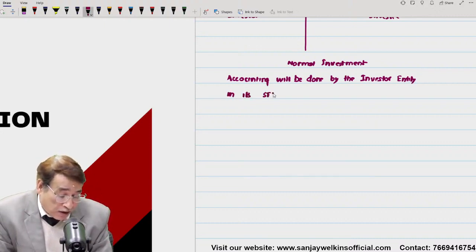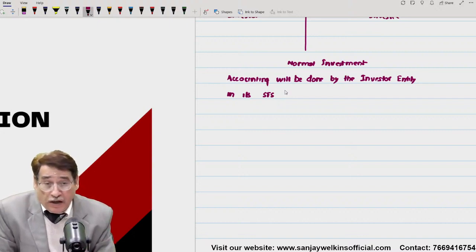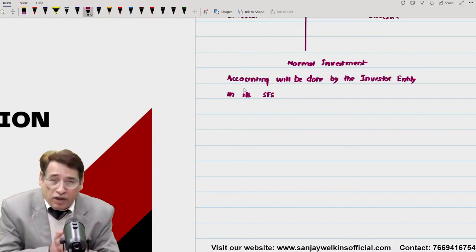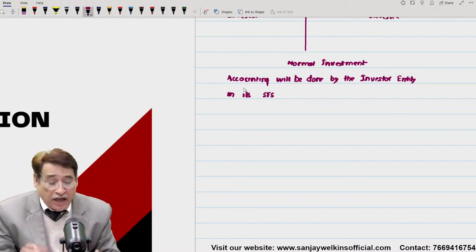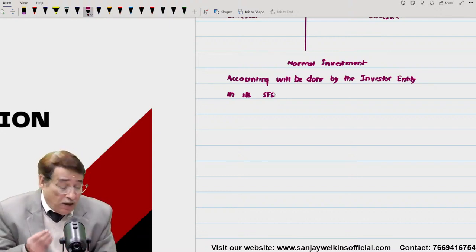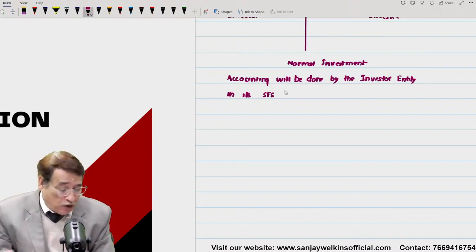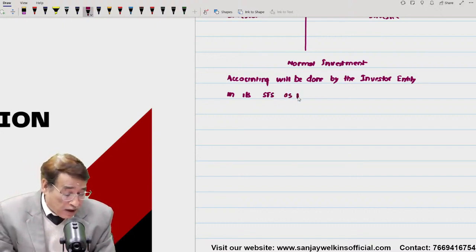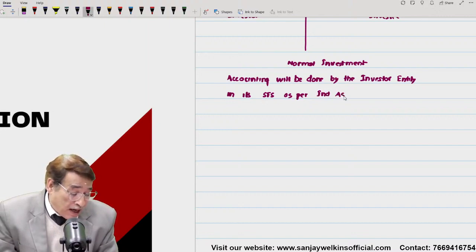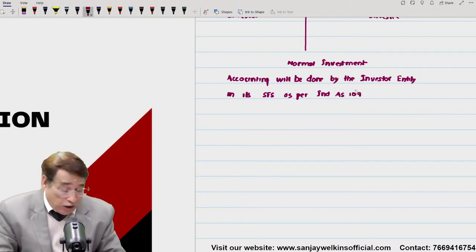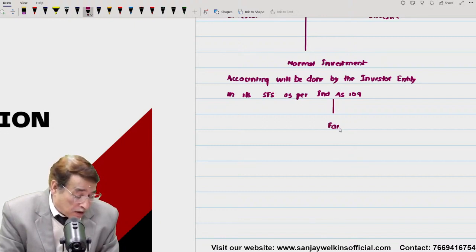In its separate financial statement, the investor will do the accounting as per Ind AS 109. So the important point is that if our investment range in the other entity is between 1 to 19.99%, it is considered as normal investment, and the entity which has invested will account such investment in separate financial statements only as per Ind AS 109. And when we say as per Ind AS 109, what does it mean? It means Ind AS 109 states that investments must be recorded at fair value. Is it clear to you or not?